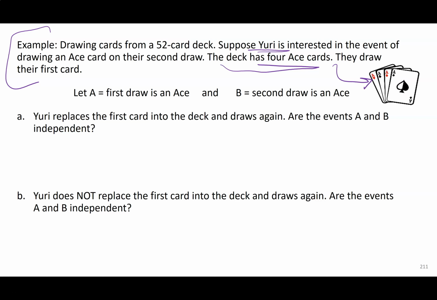Suppose my friend Yuri is interested in the event of drawing an ace card on their second draw. So they're going to draw a first card and then they're going to draw a second card, and the deck has 4 ace cards. So I'm going to have A be the event where the first draw is an ace, and B be the event that the second draw is an ace.